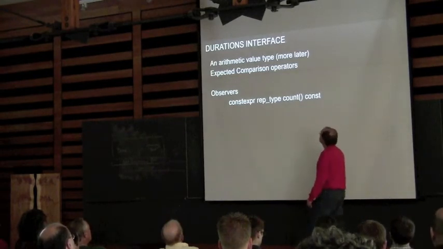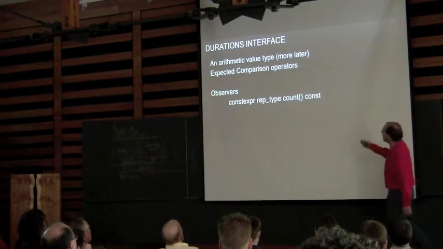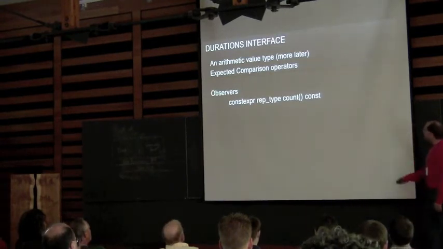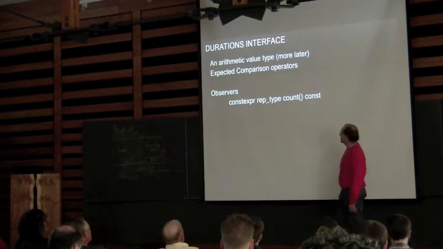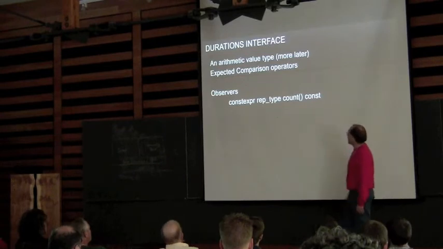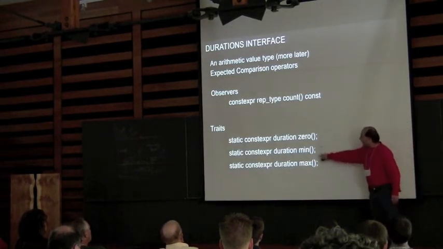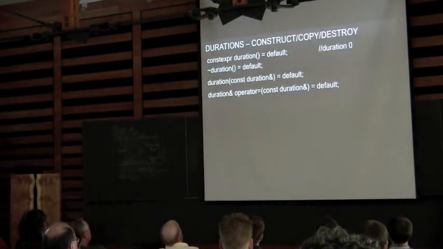Okay, so here's the dry part. Here's what the interface looks like. It's an arithmetic value. I'll show you some of those later. You have all the expected comparisons. There's this thing count. We'll get into rep type a little bit later. You can get output count. We already saw that. There's some other traits, things like the minimum, the maximum, the zero value. Those are important in some programs.